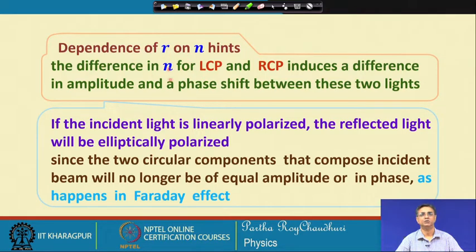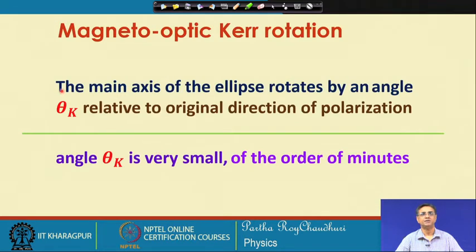Because of the reflection coefficient, the two components will have different amplitudes on reflection from the surface, and their phases are also not equal, as happened in the case of the Faraday effect. So, there will be a change in the polarization. The main axis of the ellipse now rotates by an angle theta k, where k stands for Kerr rotation, relative to the original direction of polarization. The angle theta k is very small, of the order of minutes.